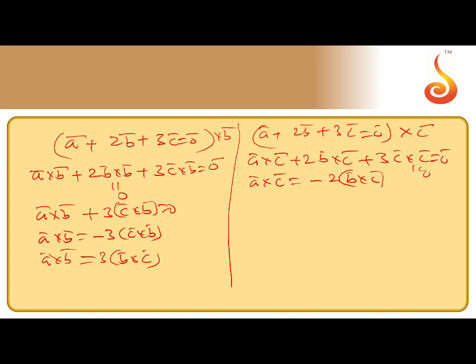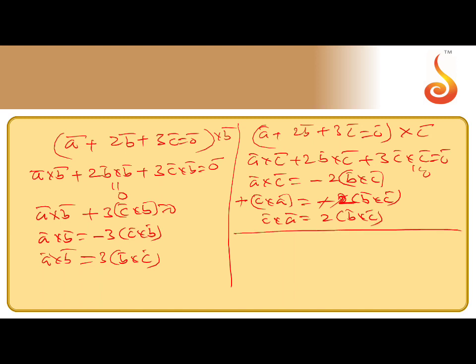But you want A cross B plus B cross C plus C cross A. Here interchange the vectors on the left side: minus C cross A equal to minus 2 into B cross C. So now minus minus cancel. So C cross A equals 2 times B cross C.